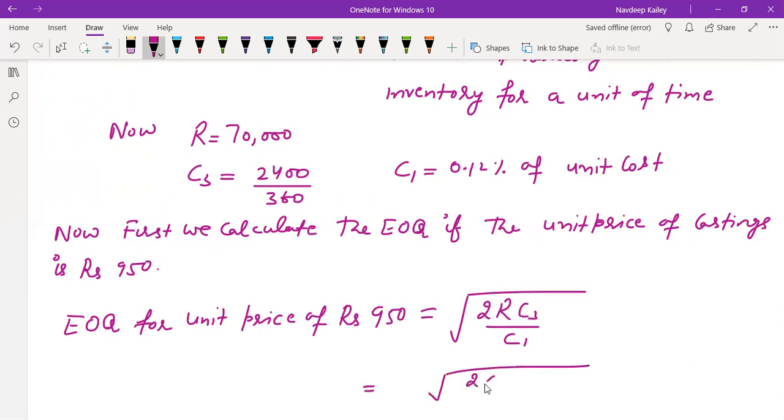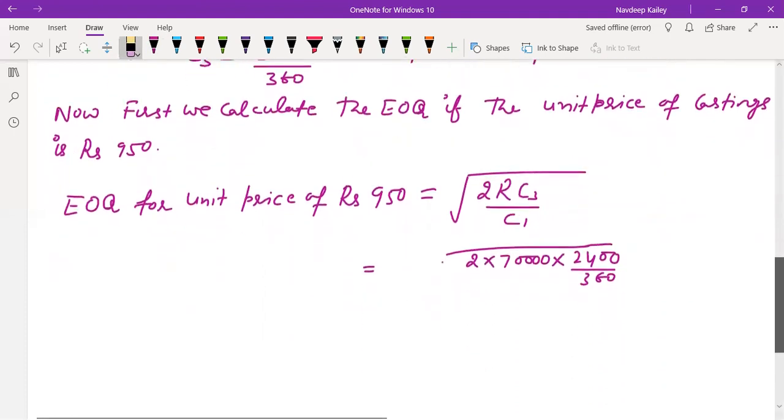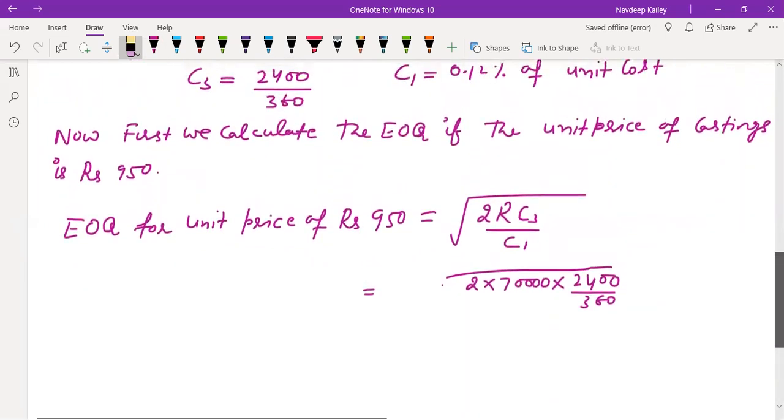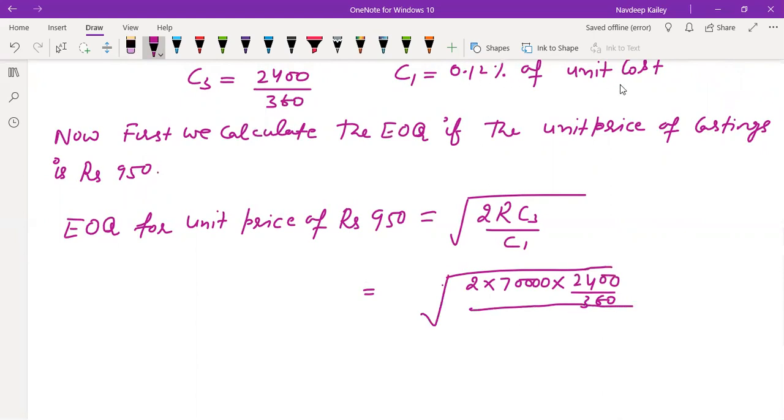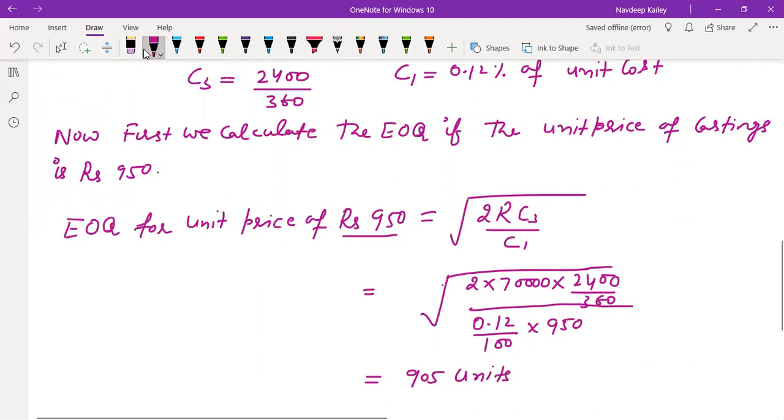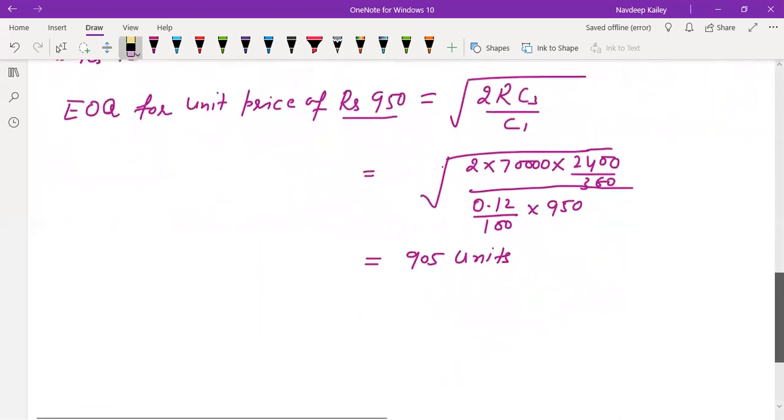We have R as 70,000 and C3 as 2400 by 360, and C1 as 0.12% of unit cost. Here in this case, unit cost is 950. After calculation, we will get economic order quantity as 905 units. Therefore, the manufacturer should place order for 905 units.